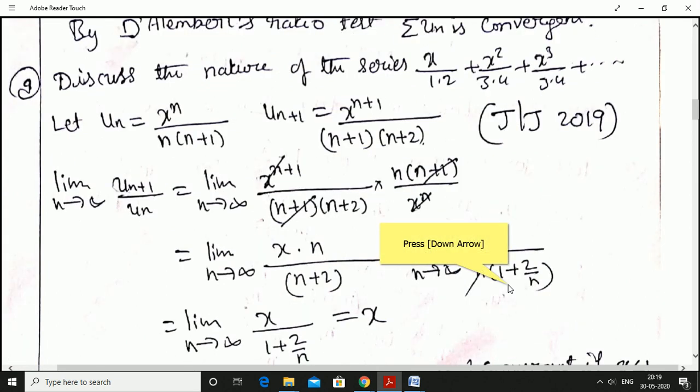Discuss the nature of next one. Discuss the nature of the series x divided by 1 into 2 plus x square divided by 3 into 4 plus x cube divided by 3 into 4 plus dot dot dot. This is the June-July 2019 question paper problem.